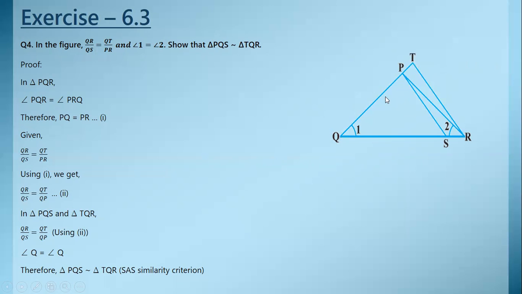So the sides are proportional and angle Q is equal to angle Q, that is common angle. So angle and sides inclusive are proportional, angle is a common angle. Therefore, triangle PQS is similar to triangle TQR by SAS similarity criterion. Don't just leave it as SAS because we already have the same with congruency also, isn't it? So when you simply write SAS, it is understood to be congruency condition, and for similarity, you have to mention that SAS similarity criterion. Okay.